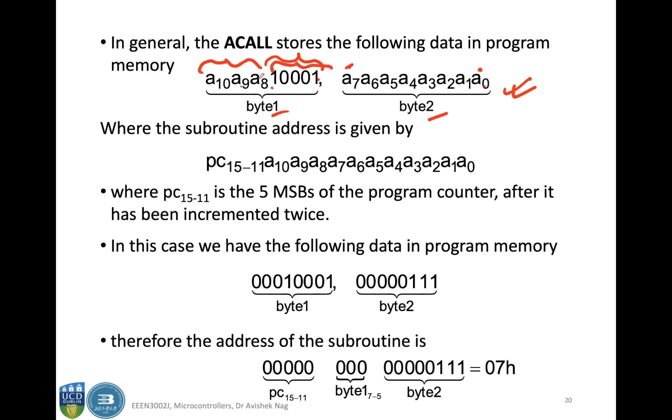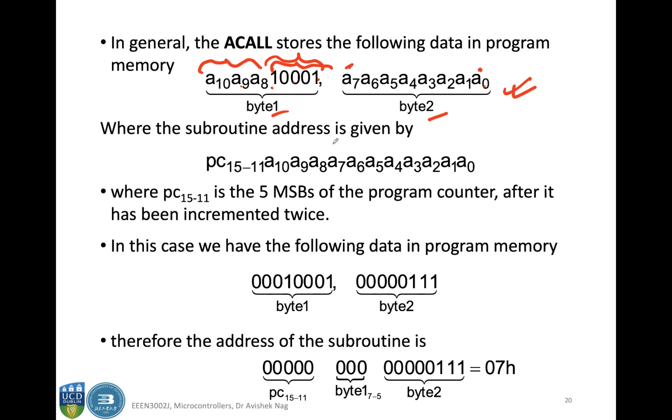So in an ACALL instruction, you have A0 to A7 and here A8, 9 and 10. So you have 11 bits that are different depending on where your ACALL instruction is residing and which subroutine it has to call, because the other bits are fixed. This is the general structure of the 2 bytes of an ACALL instruction. Let me explain it in detail.